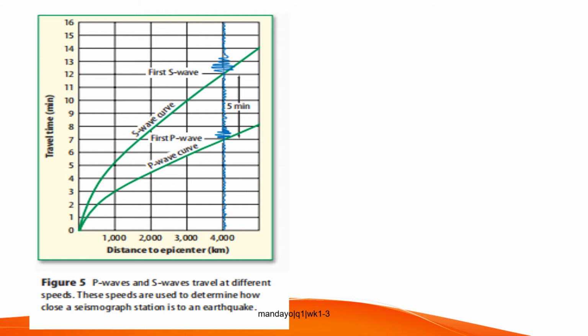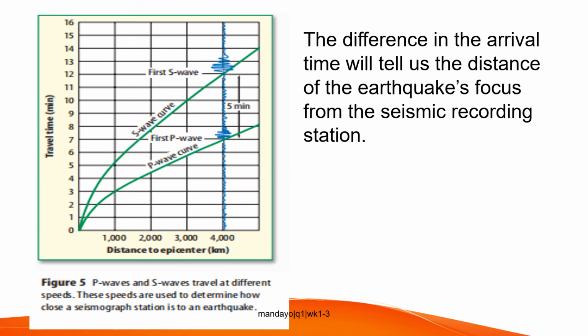Let us now consider the graph of the S wave and the P wave. How do we identify the distance of these specified stations from the source of the earthquake or its epicenter? Given this graph, so this is the graph of the P wave, the travel time of P wave, and the travel time of S wave. The difference in the arrival time will tell us the distance of the earthquake's focus from the seismic recording station.